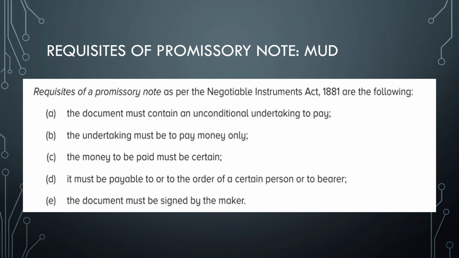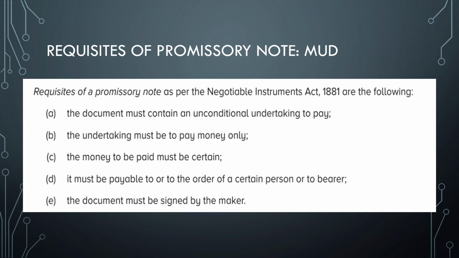First one is, what are the requisites of a promissory note? The shortcut is MUD. M is for money to be paid must be certain and also must be payable to or to the order of certain persons or to bearer, and U is for undertaking must be to pay money only and nothing else, and the two D's are the document must be signed by the maker and the document must contain an unconditional undertaking to pay.